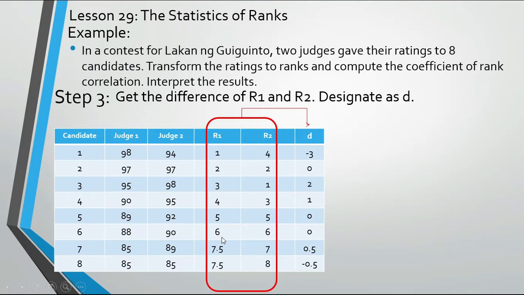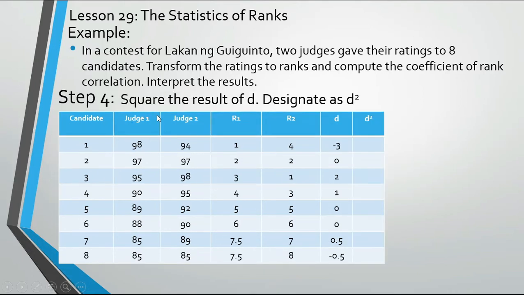Ano na susunod? Next step, square the result of D, designate as D squared. So, gagawa na naman ako ng column. Designate ko D squared. So, anong gagawin ko? I-square ko lang yung resulta nito. So, lahat ng lalabas dito ay positive. Again, para makuha, lahat ng sagot dito dapat ay positive. Kasi imumultiply ko lang yung value na to sa sarili niya.